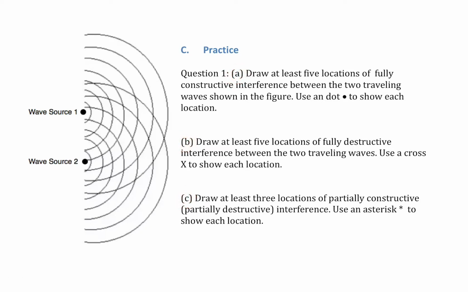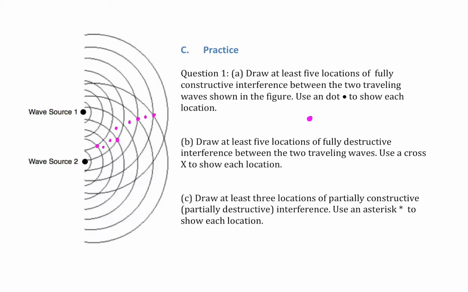Question 1 is all about imagining two wave sources that are then spreading out. So you could think of this as dropping two identical pebbles into a totally placid pond and watching the ripples spread out over each other. And as those ripples interact, we're going to get wave superposition. So we're going to use a dot in part A to draw 5 locations of fully constructive interference between the two traveling waves. This is where the waves are in phase.